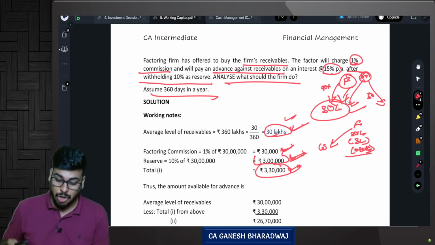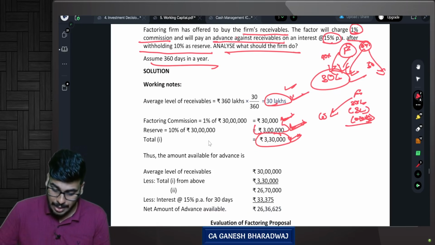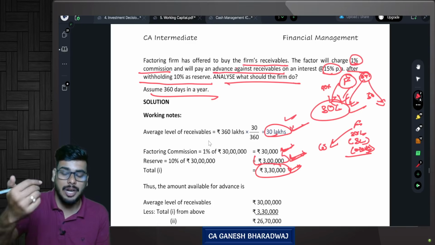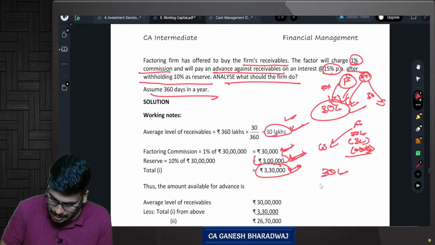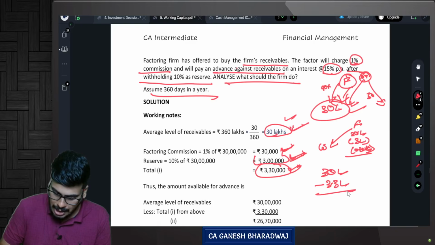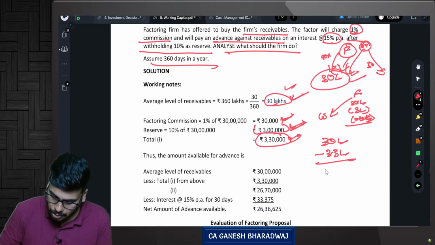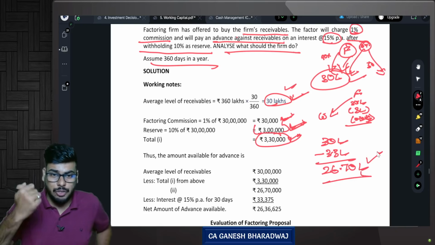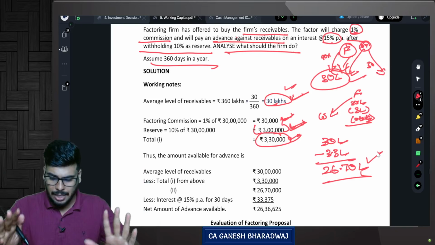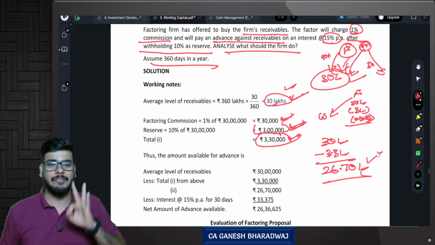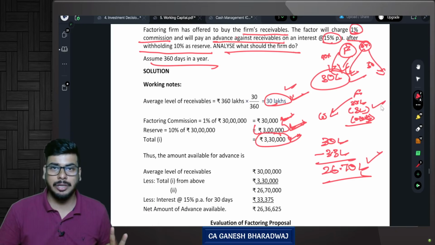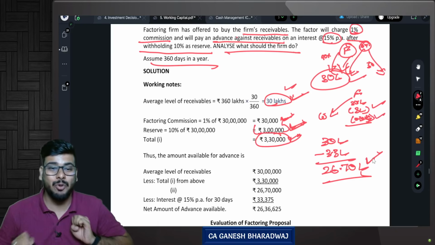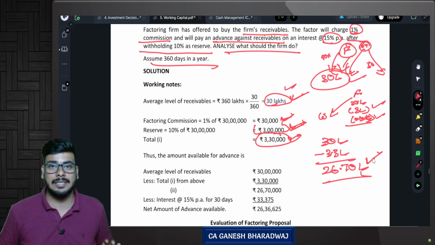Now, not just that, he is saying one more thing. Technically, how much is the amount that he is going to release for funding? 30 lakhs minus 3.3 lakhs, correct? So this is technically how much, guys? This is going to be 26 lakhs 70,000. So he will release 26 lakhs 70,000 to him today itself. Today, you have made the sale, so you are going to a factor. The factor says, I will pay you 30 lakhs, but wait, I will withhold 3 lakh rupees pertaining to my reserve, 30,000 rupees pertaining to my commission. So I am going to fund you today itself. I will pay you 26 lakhs 70,000, correct?